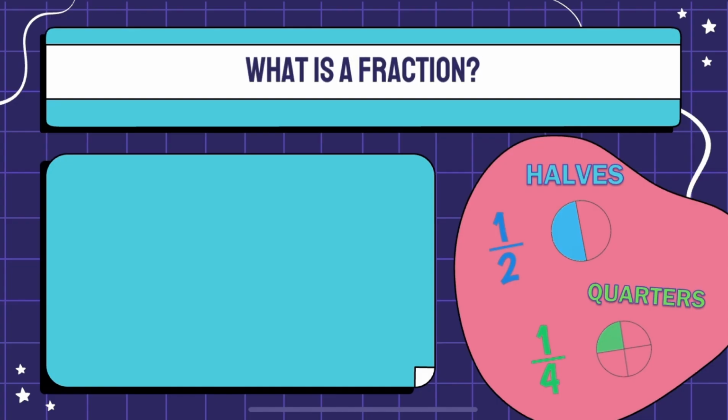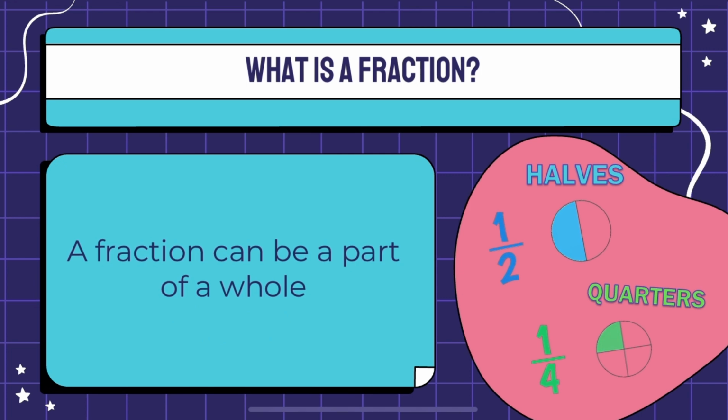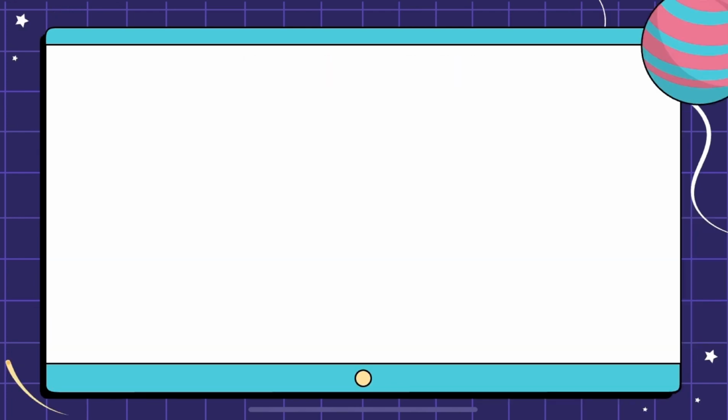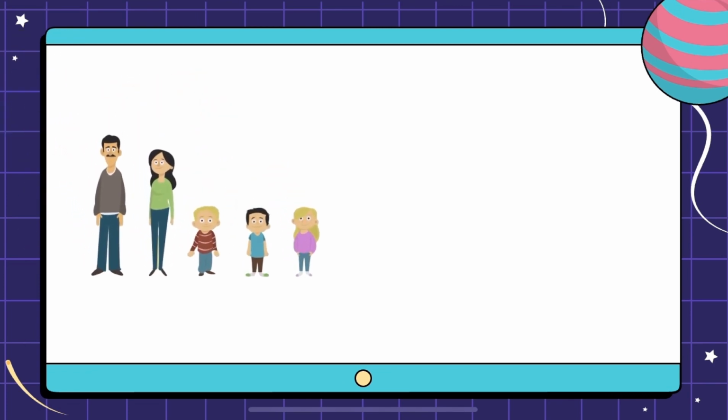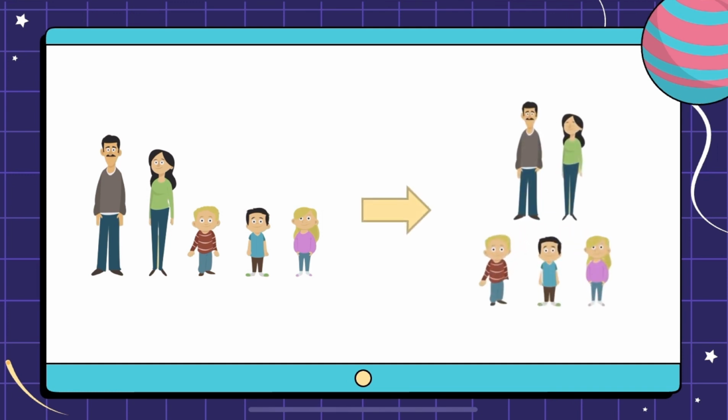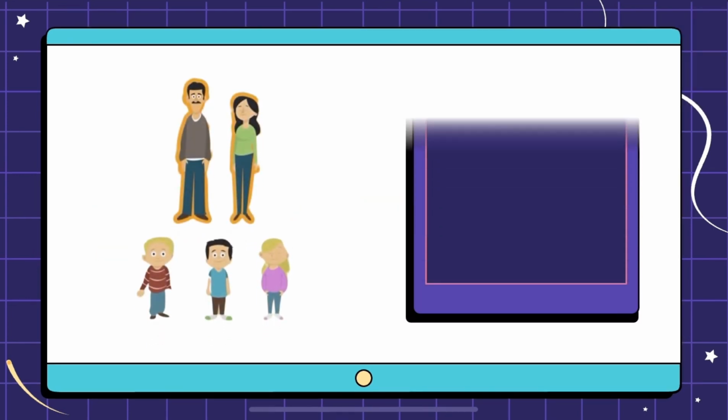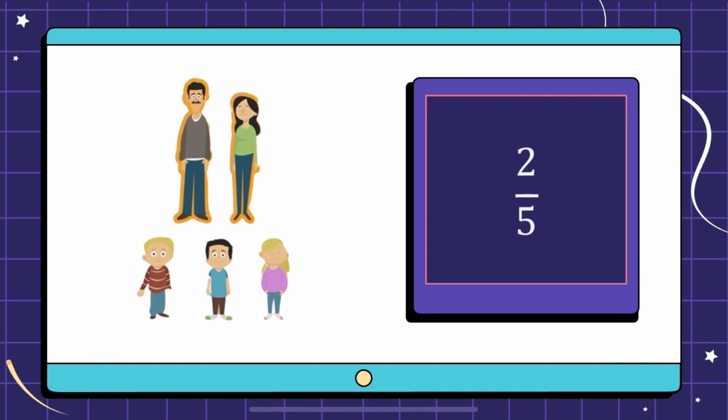What is fraction? A fraction can be a part of a whole. For example, let's see. This is a family with 5 members. There are 2 adults, mom and dad, and 3 kids. Very well. So, what fraction would reflect this data? We know that 2/5 of the group are adults.